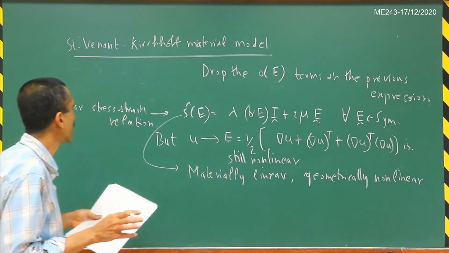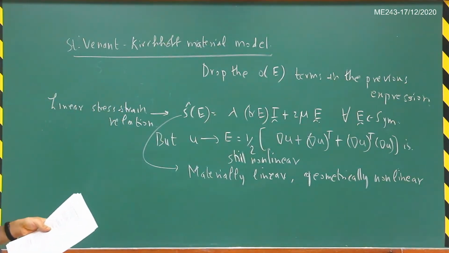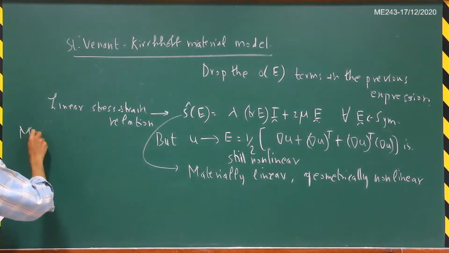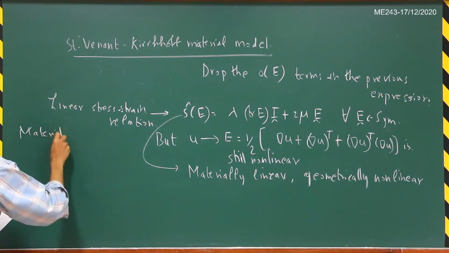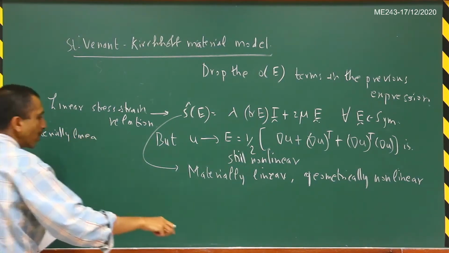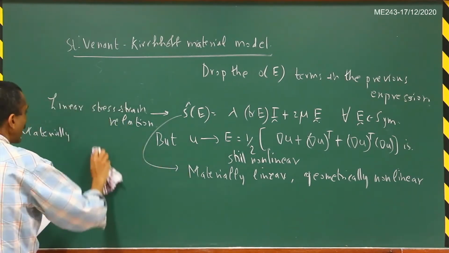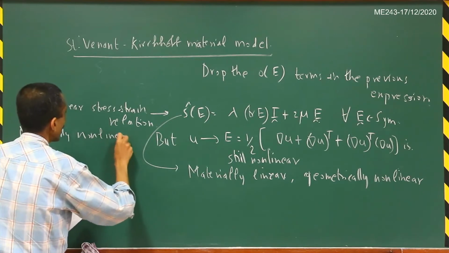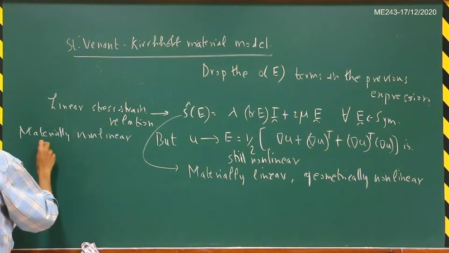So you can think of a hierarchy of models here, right? So one is that materially linear, and then materially non-linear and geometrically non-linear.